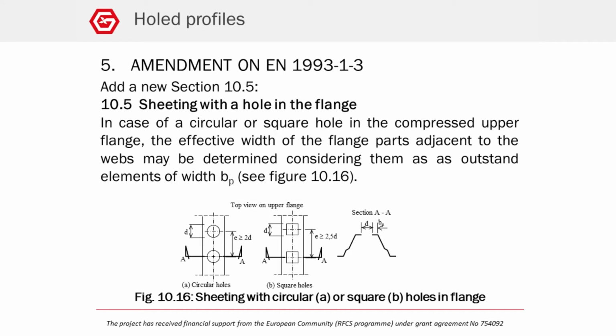This amendment stipulates that, in case of a circular or a square hole in the compressed upper flange, the effective width of the flange parts adjacent to the webs may be determined as outstand elements of width Bp.